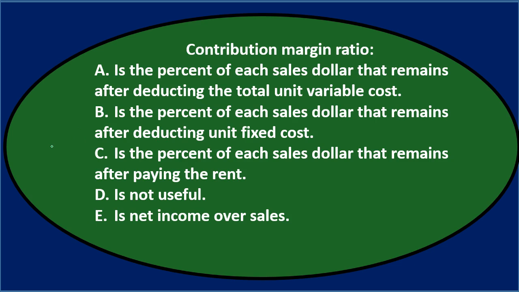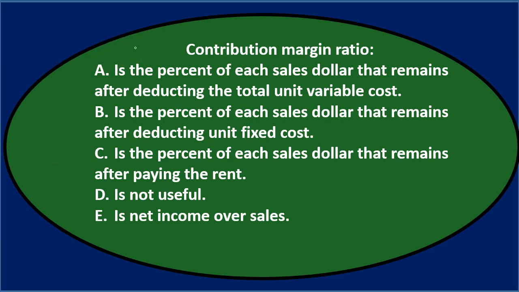Next question. Contribution margin ratio, A, is the percent of each sales dollar that remains after deducting the total unit variable costs. B is the percent of each sales dollar that remains after deducting unit fixed costs. C is the percent of each sales dollar that remains after paying the rent. D is not useful. E is not income over sales, is net income over sales. Okay, let's go through this again using the process of elimination.